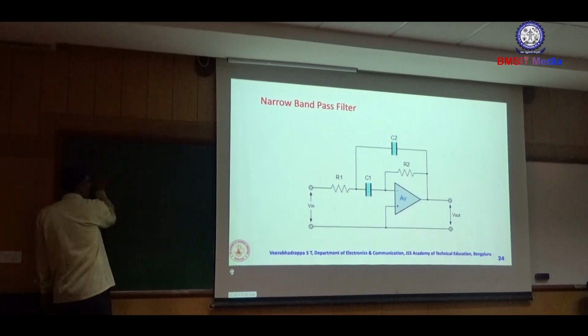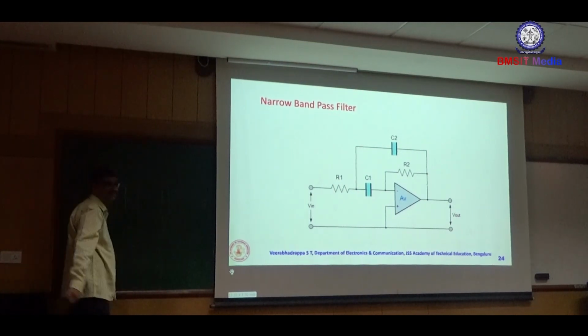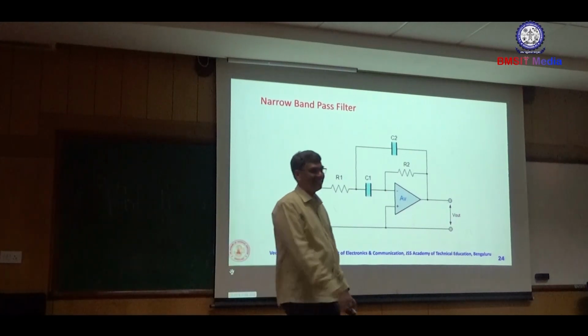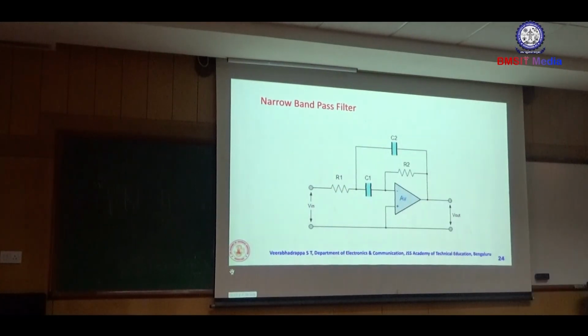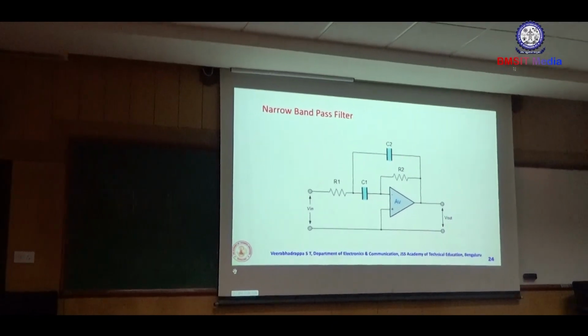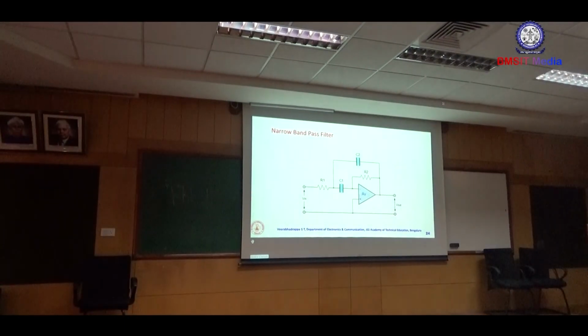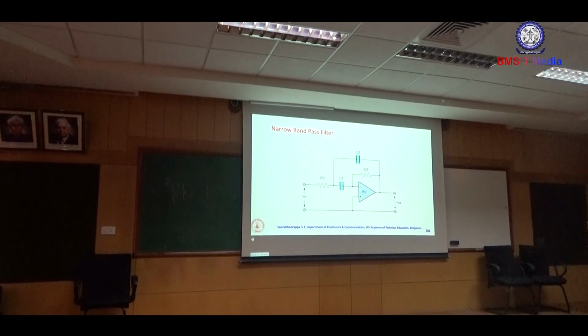C2, R1. This C1 is followed with R2, which is also grounded, and then this is grounded. What is this circuit? The first one is a low pass filter. The second one is a high pass, which means it is a cascade of low pass and high pass.